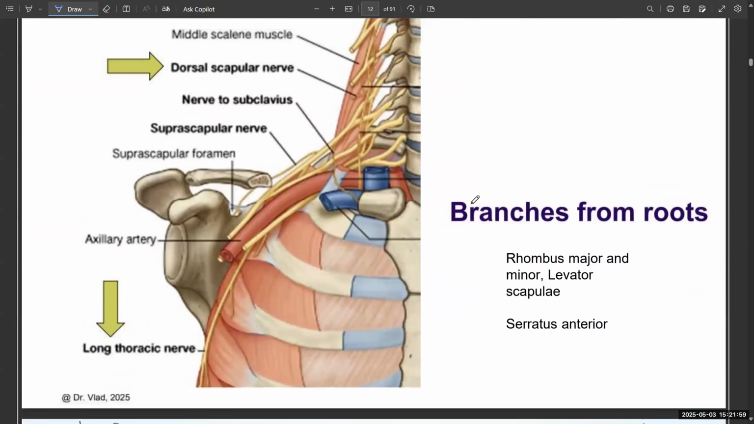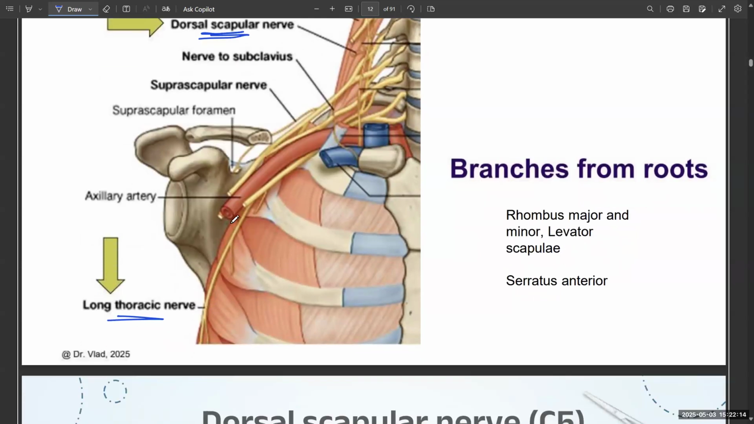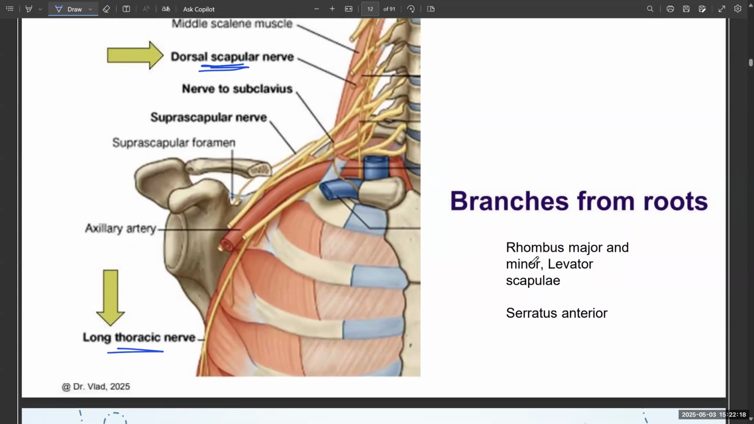Again, branches from roots. So we have the dorsal scapular nerve from C5, and we have the long thoracic nerve from C5, C6, and C7. So it's going down at the lateral aspect. Now we have branches from roots. Again, we talked about this. The dorsal scapular nerve supplies the rhomboid major, minor, levator scapula, and the long thoracic nerve supplies the serratus anterior.